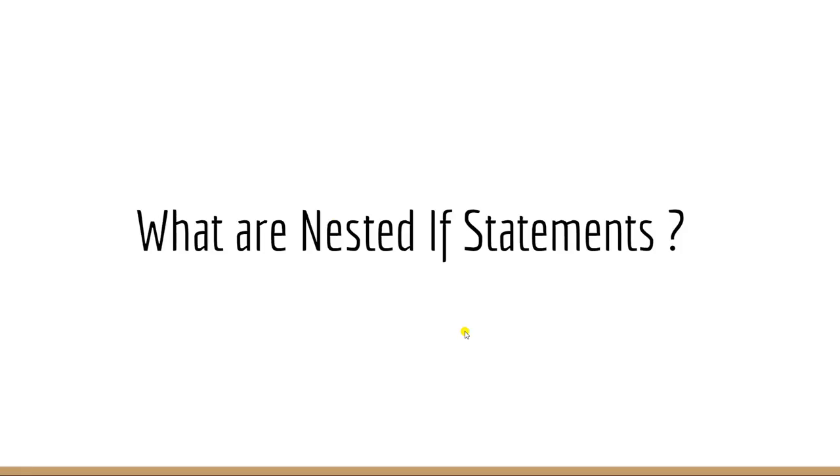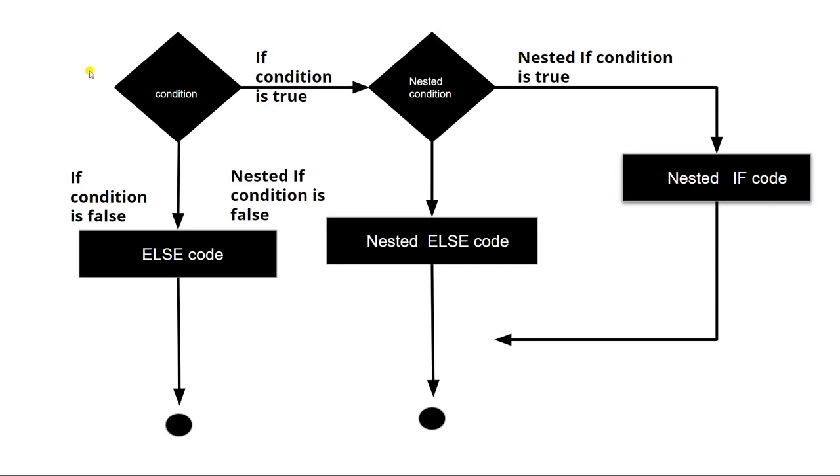So let's go back to the topic. So friends, what are nested if statements? When you have an if block within another if block, you call it a nested if statement. Let me show you that. Friends, this is the outer if block and this is the inner if block. If the outer if block's condition gets satisfied, it will execute the inner if block, or else it will go straight away to the else part in the outer if block.